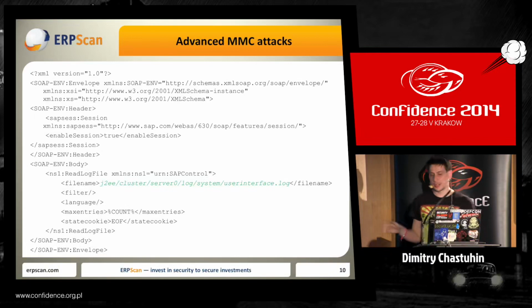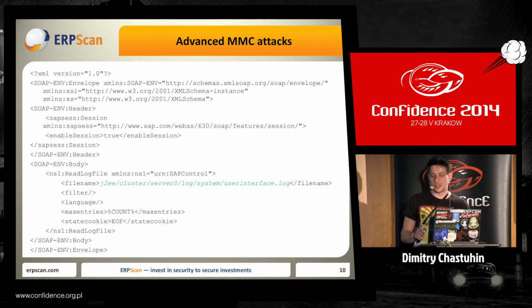This is a simple example of how an attacker can easily get content from any file from the server of SAP, just using the function read log file. He points which file needs to be read, and he will get this file. Why are vulnerable, and without any notification, of course.